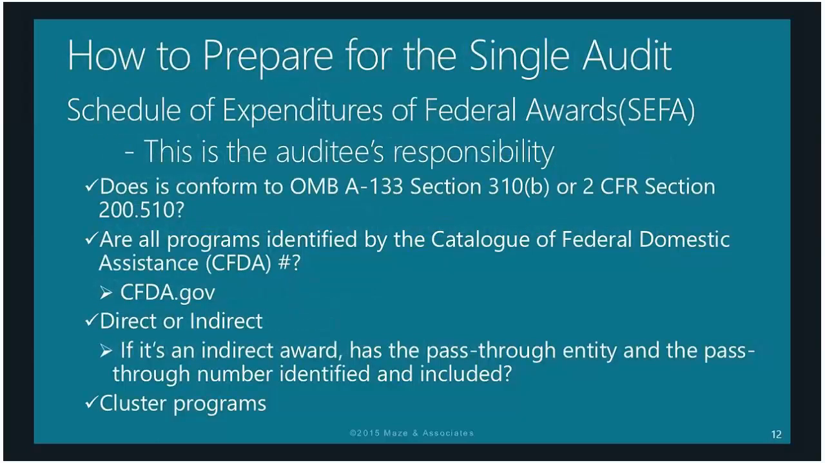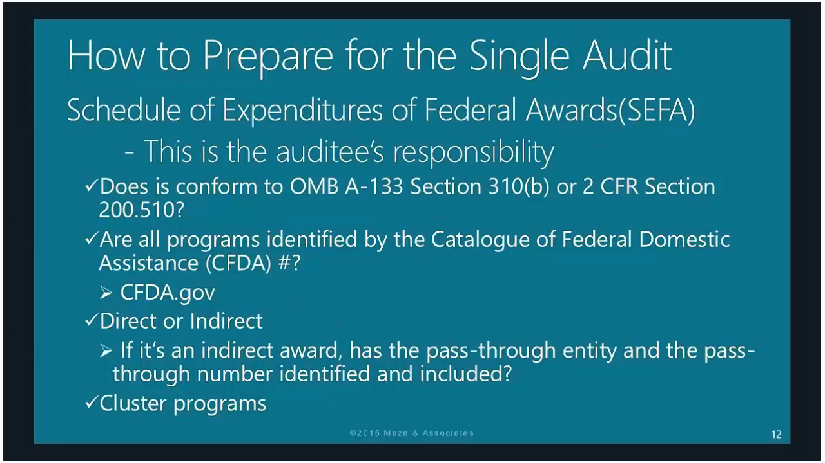So the first thing I'd like to go over on how to prepare for the single audit is just to discuss the presentation and the preparation for the Schedule of Expenditures of Federal Awards, or SEFA. So this is the auditor's responsibility. As a firm, Mays and Associates, we can assist you in preparing the SEFA, but again, ultimately, this is the auditor's or management's responsibility. So some things to consider are, does this conform to the old OMB or the new uniform guidance requirements? I've included here the section in both documents so you can reference it.